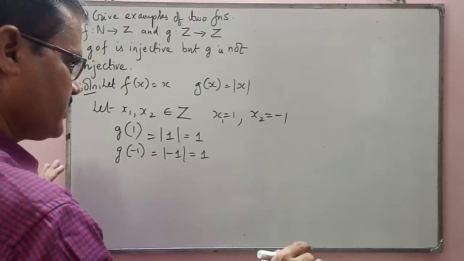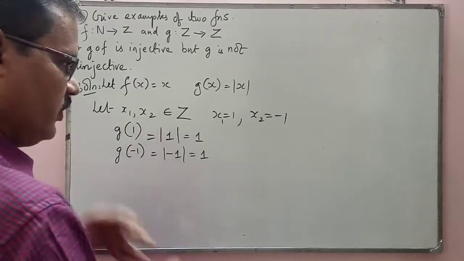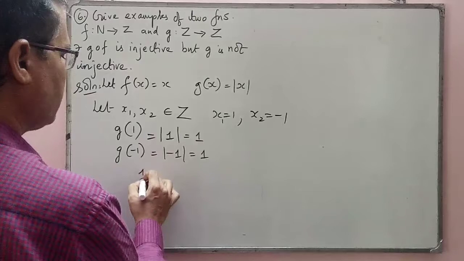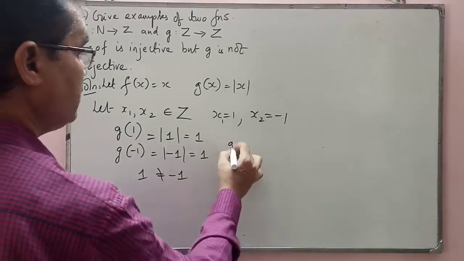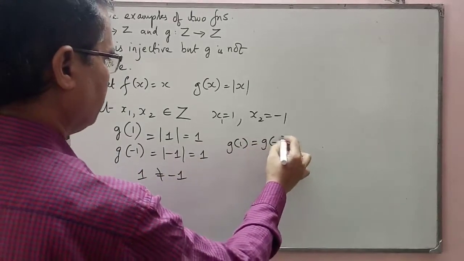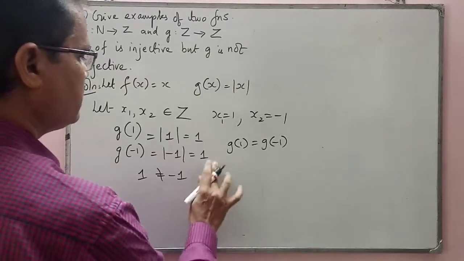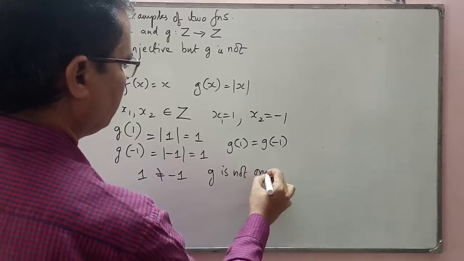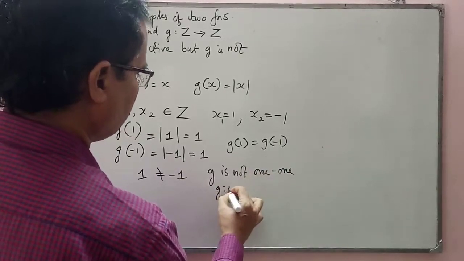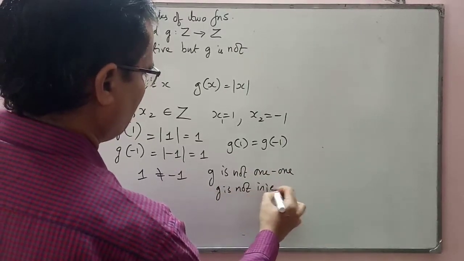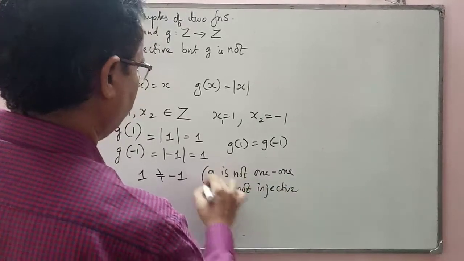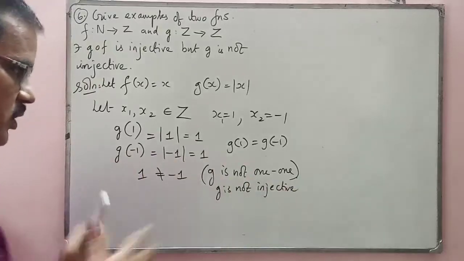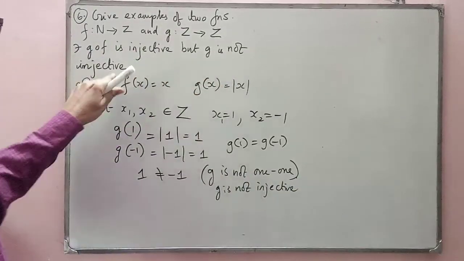When two elements have the same image, it's not at all 1 to 1. So here we know 1 is not equal to minus 1, but g of 1 is equal to g of minus 1. So g is not injective. g is not 1 to 1, which means g is not injective. So the two elements are having the same images, so it is not 1 to 1. You have proved the second part, g is not injective.